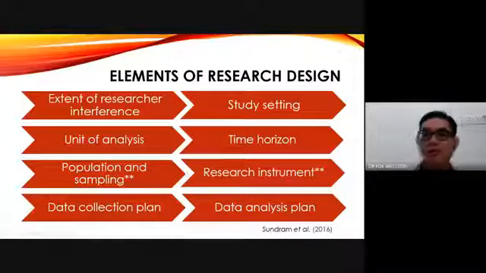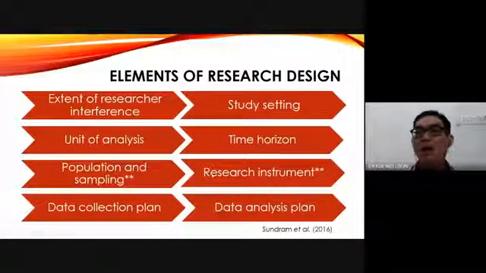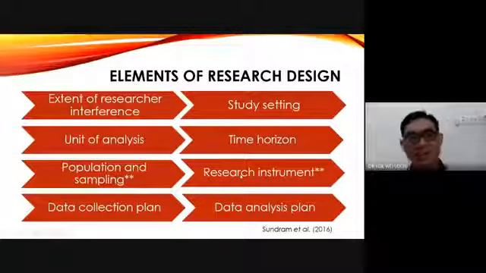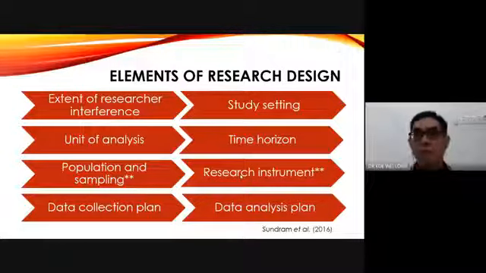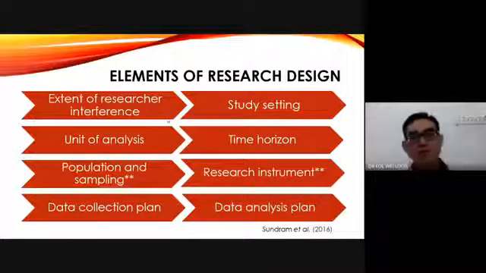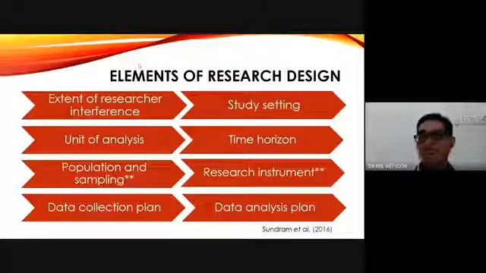I put a star here just to let you know you have another 2 sessions specifically on population sampling and also research instrument. So please attend those 2 sessions because they are really important. Okay, so go back to our first question just now and the second question, regarding time horizon, regarding extent of research interference. I will discuss that with you later on.